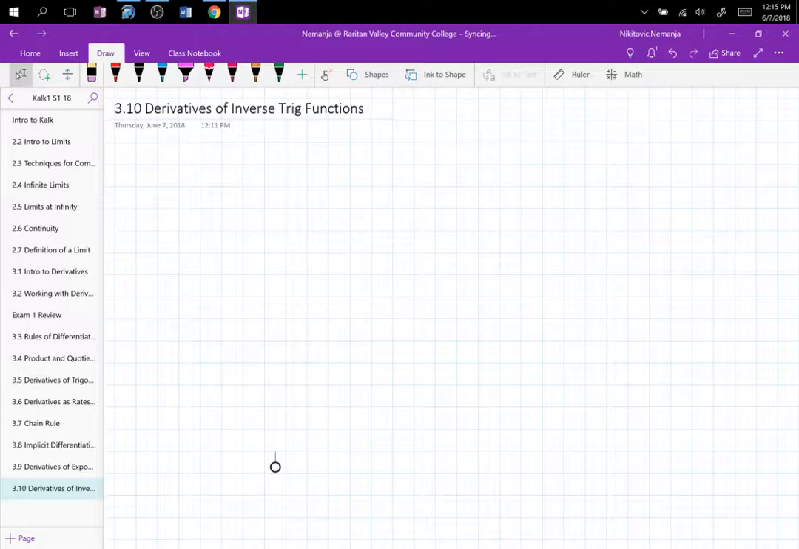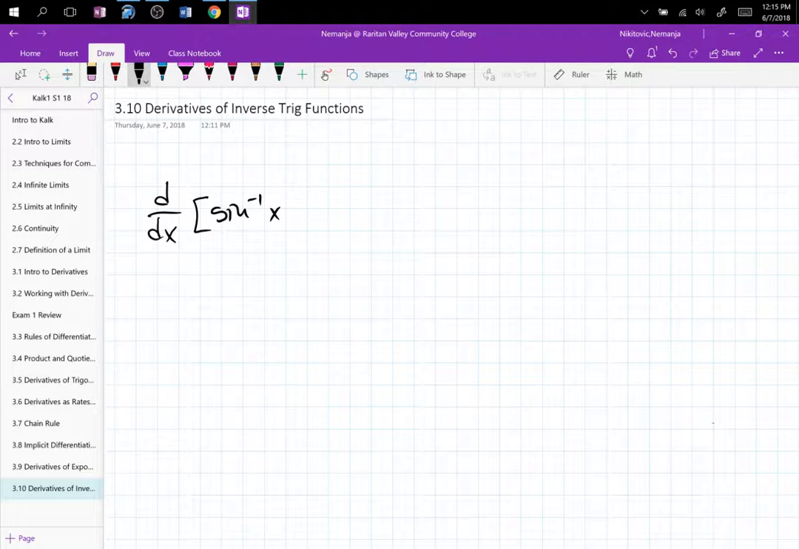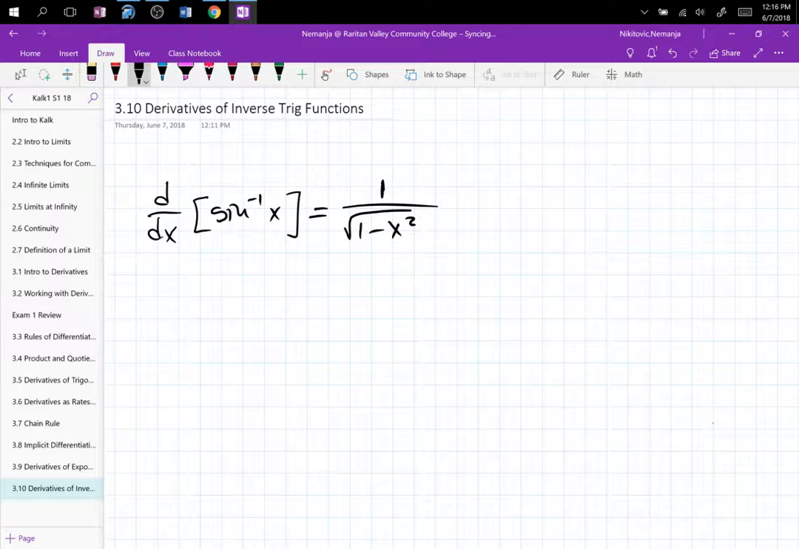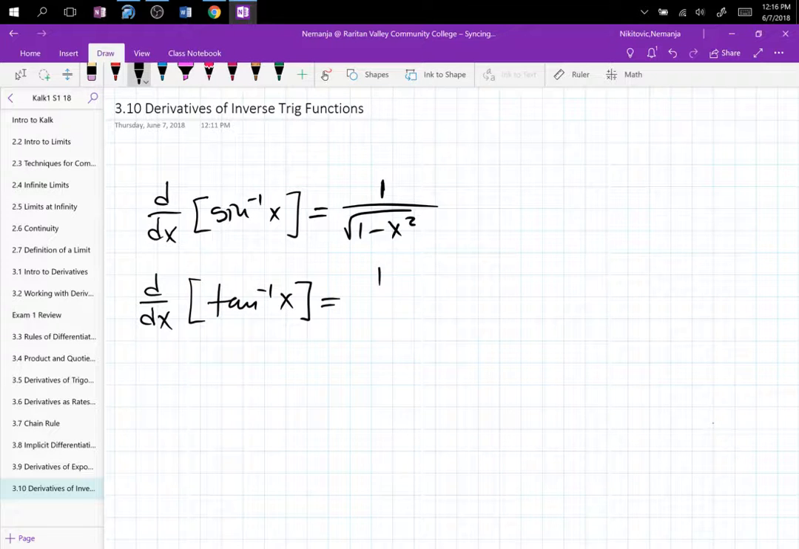Let's write these formulas down. The first one is the derivative of inverse sine, sine minus 1 of x, which is 1 over the square root of 1 minus x squared. And then the next one would be the tangent inverse. You would think cosine. No, tangent. Which is 1 over 1 plus x squared.